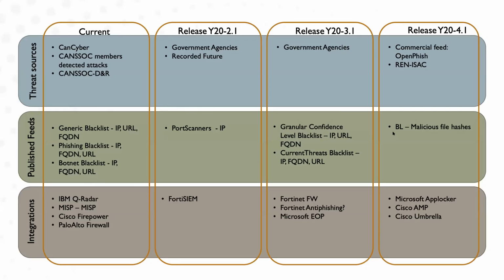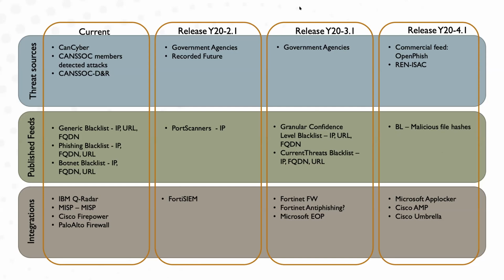So from a high level, we do have a plan of releases throughout the year. I've already talked a lot about the current state. I think what we've glazed over a bit is the current integrations that we've documented and have available, including the IBM QRadar, MISP to MISP, Cisco Firepower, and Palo Alto. Throughout the year, we're looking at working with partners to further deploy or investigate more integrations like FortiSIM, FortiGate, etc., and to look at other technologies as well. We're definitely open to adding more into our roadmap.